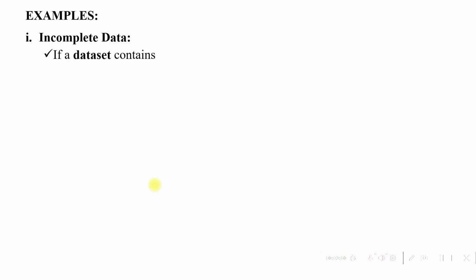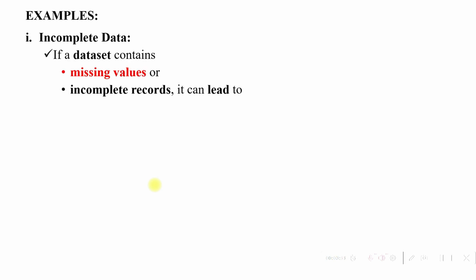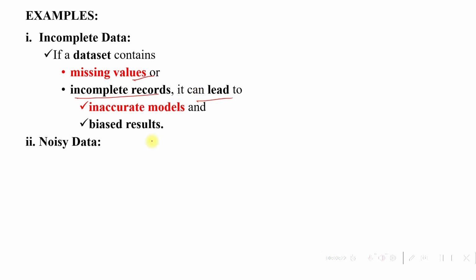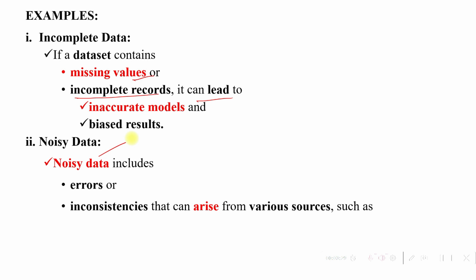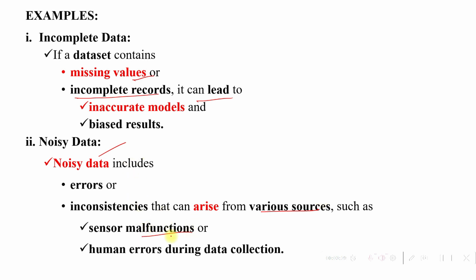For example, incomplete data: if a data set contains missing values or incomplete records, it can lead to inaccurate models and biased results. Noisy data includes errors or inconsistencies that arise from various sources like sensor malfunctions or human errors during data collection.